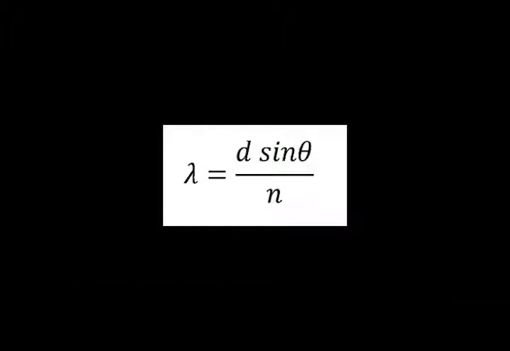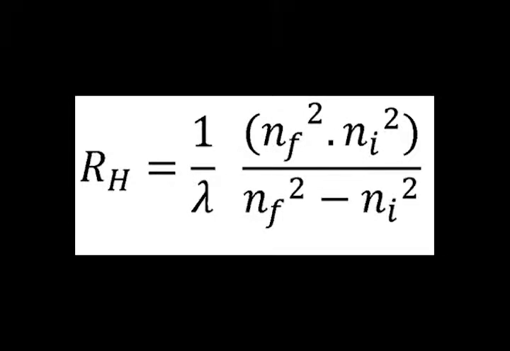And now using the grating formula, which is lambda equals d sin theta by n, where d represents grating parameter, which is known to us, and n is equal to 1, as we observe only the diffraction pattern of first order. So we obtain lambda for different colors observed through the telescope. Now, by taking the value of nf for the particular color observed and ni equals to 2, we can calculate the value of our Rydberg's constant.